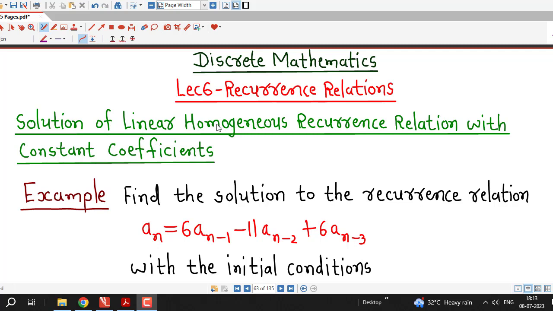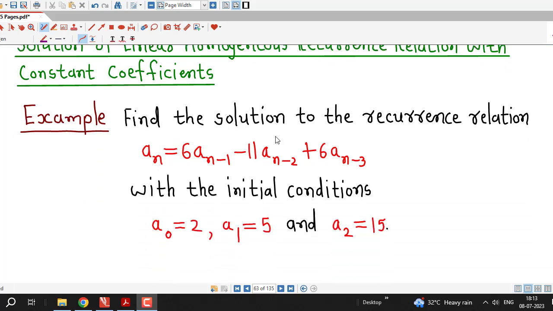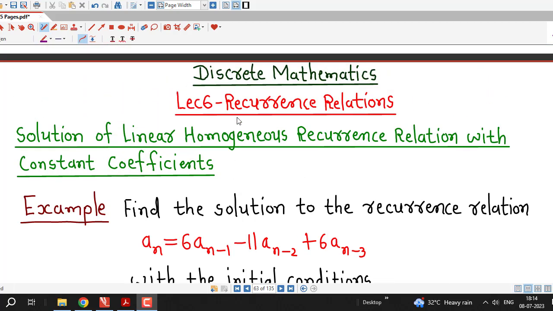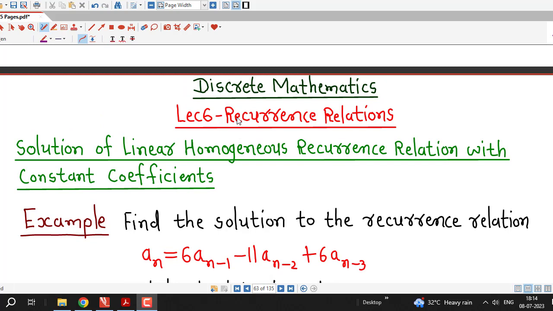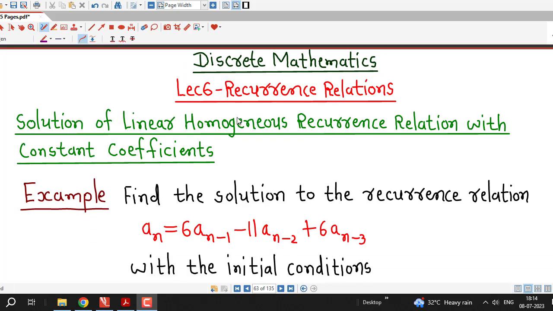In this lecture we are going to discuss the solution of linear homogeneous recurrence relations with constant coefficients. We are going to solve a linear homogeneous recurrence relation of degree 3 with given initial conditions. We have discussed the method of solving this type of recurrence relation in earlier lectures, and if you have not seen them, I suggest you go and watch lectures number 1 to 5 on recurrence relations first. Then only you will be able to understand this lecture.